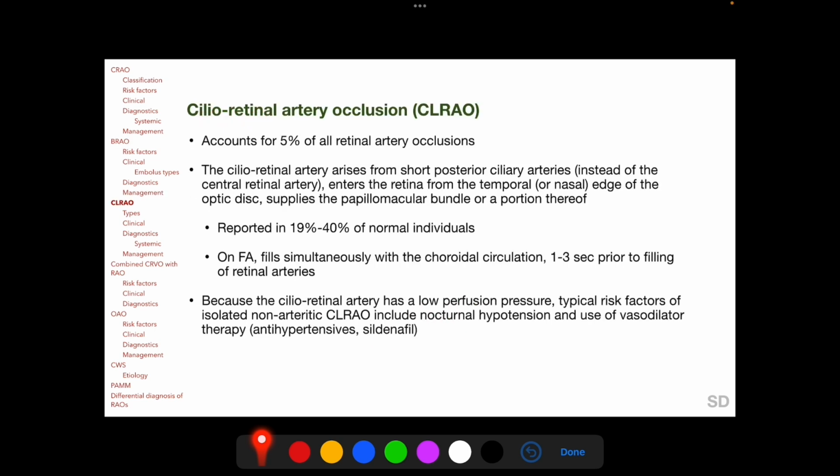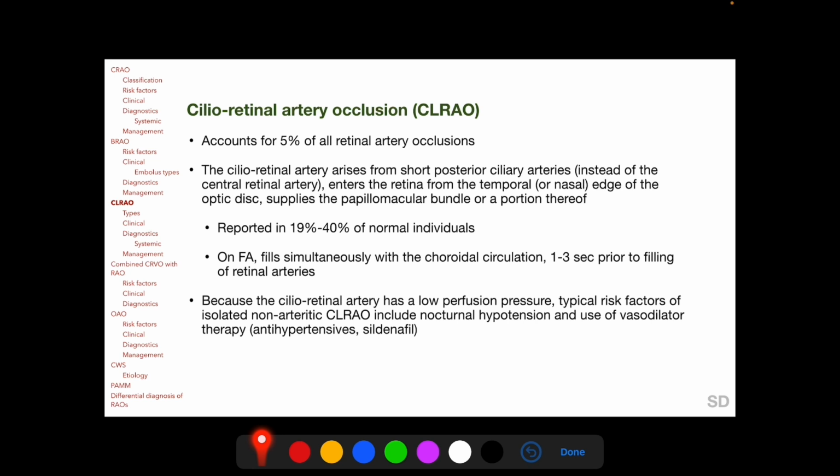Cilioretinal artery occlusion, or CLRAO, accounts for 5% of all retinal artery occlusions. The cilioretinal artery arises from short posterior ciliary arteries instead of the central retinal artery, enters the retina from the temporal edge of the optic disc, and supplies the papillomacular bundle or a portion thereof. Cilioretinal artery is found in approximately 1/3 of normal individuals, and on fluorescein angiography, a normal cilioretinal artery fills simultaneously with the choroidal circulation 1 to 3 seconds prior to normal filling of the retinal arteries.